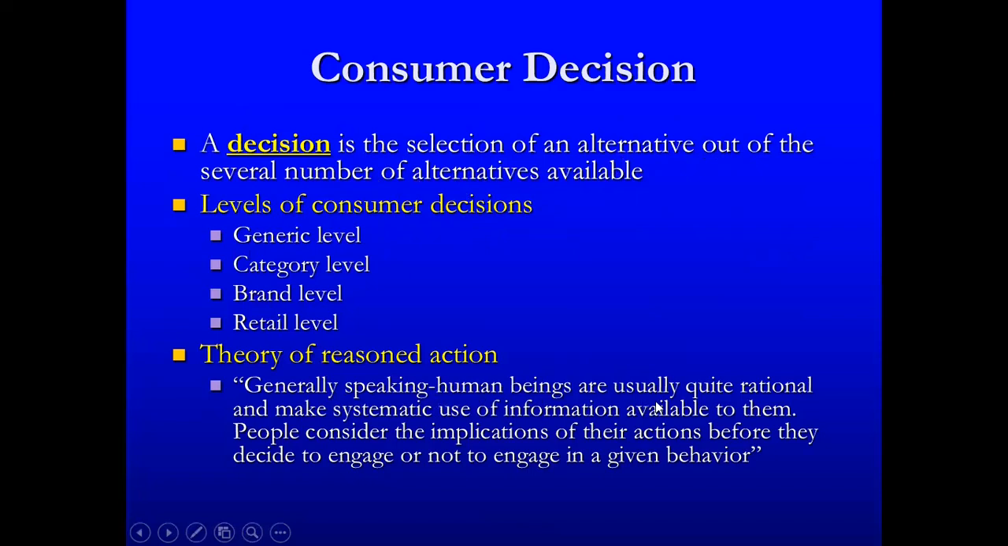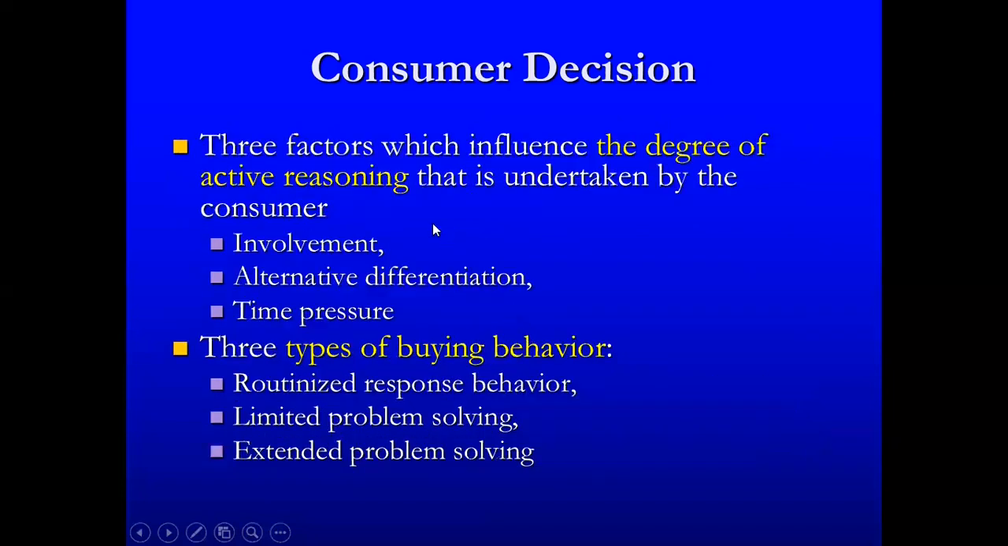Generally speaking, human beings are usually quite rational and make systematic use of information available to them. People consider the implications of their actions before they decide to engage or not to engage in a given behavior. This is the theory of reasoned action. Three factors which influence the degree of active reasoning that is undertaken by the consumer are involvement, alternative differentiation, and time pressure. Three types of buying behavior are routinized response behavior, limited problem solving, extended problem solving.